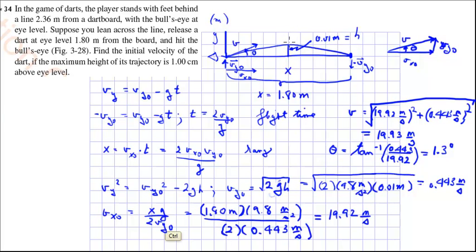So to summarize, we have to make the dart go 1.8 meters and hit the bullseye and achieve an apex 1 centimeter above the level at which it was thrown. The dart has to be thrown at 19.93 meters per second at an angle of 1.3 degrees elevated with respect to the horizontal.